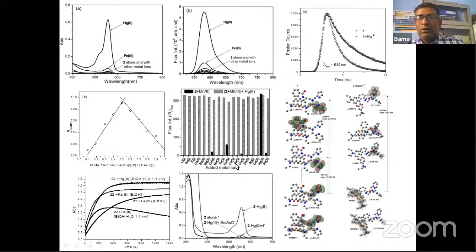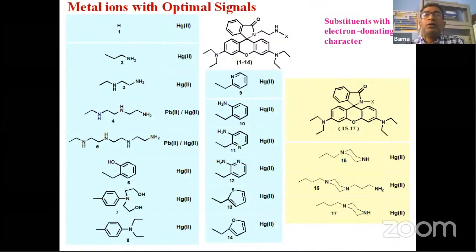And all these things are supported with the theoretical investigation. So what I am discussing here is the methodology, how we need to tune them to get whatever we want to have. So with various metal ions, we went on doing these experiments and the observations.